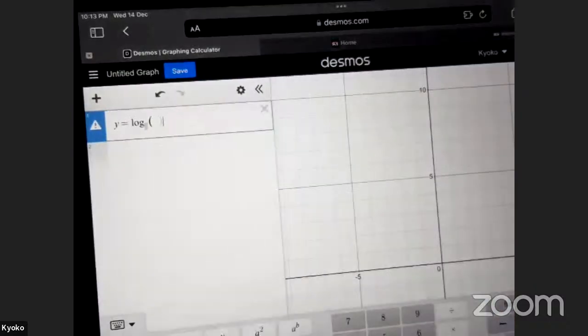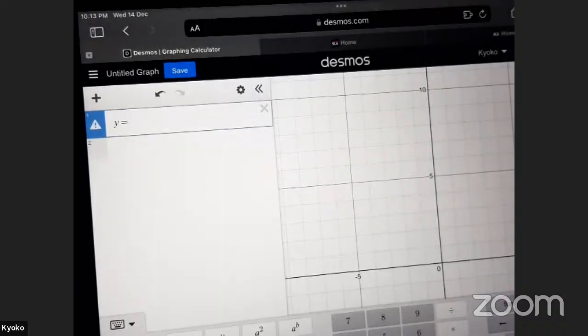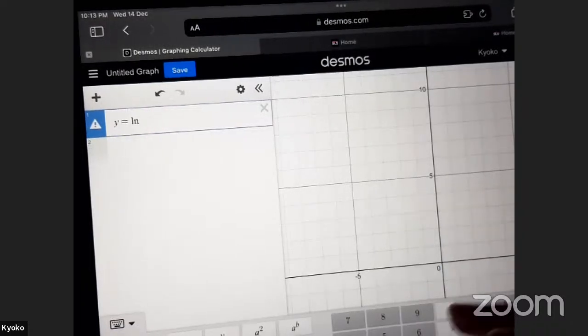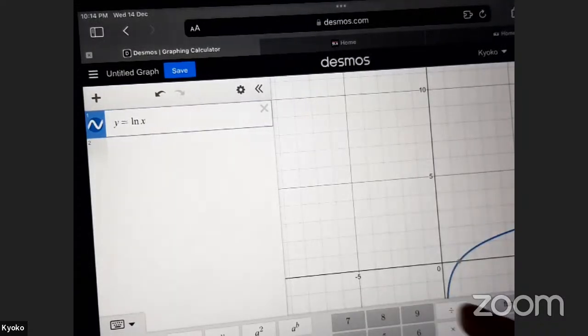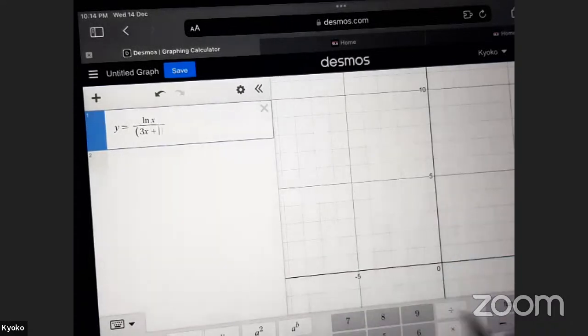How do you do ln? Just type ln. Can you type ln? Just use your keyboard. Yeah, just type ln. It will understand it. Yeah, that is an ln. There's a lot.